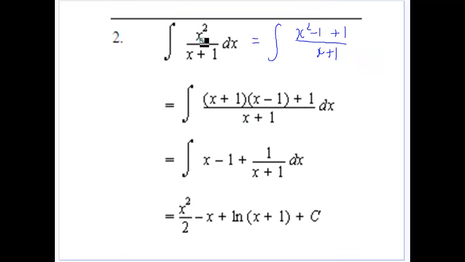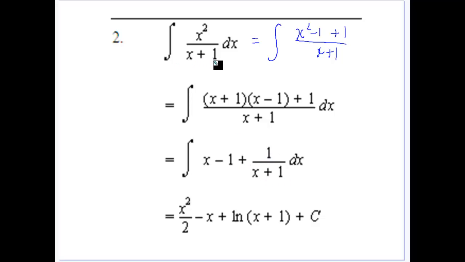Here's one that's a little bit simpler: x squared on x plus 1. Well, I know that I can start to manipulate x squared there, because I could write it as x squared minus 1 plus 1. That's going to be the same as there, but that comes down to x plus 1, x minus 1, which can cancel with the x plus 1.